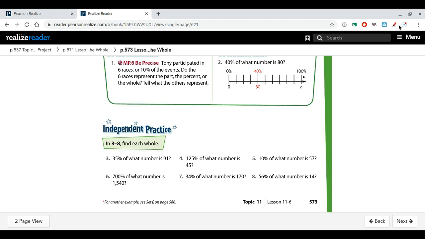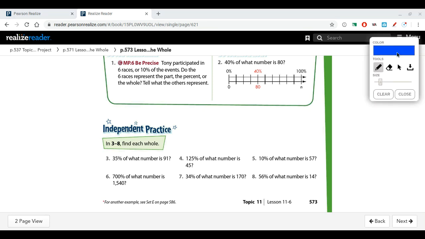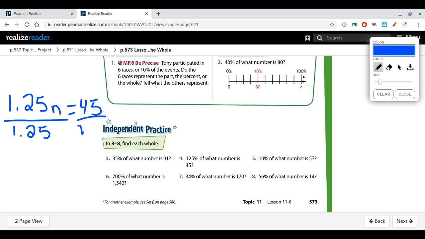Let's do a couple more problems to get that practice in for you. I'm going to start with number 4: 125% of what number is 45? I would write 125% as 1.25, and then 1.25 n equals 45. Then I divide both sides by 1 and 25/100, showing you that mathematical thinking, and I'm left with n equals 36.